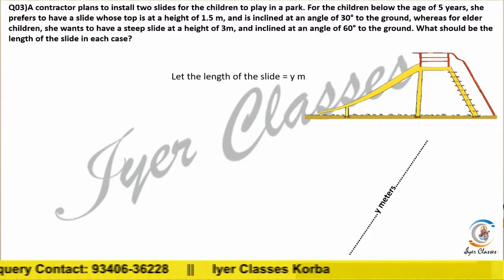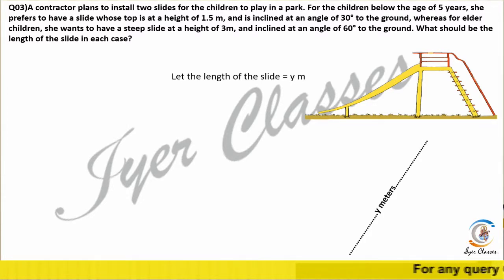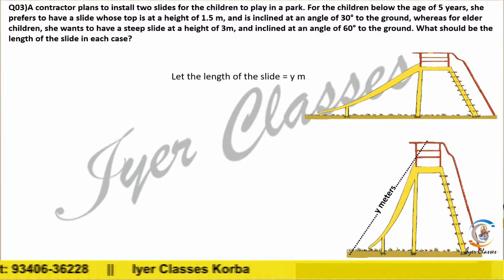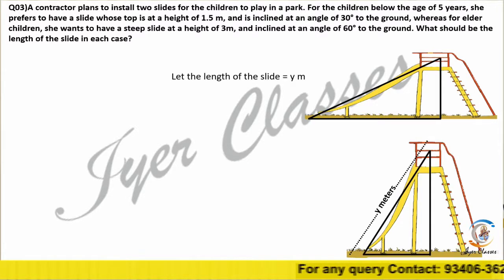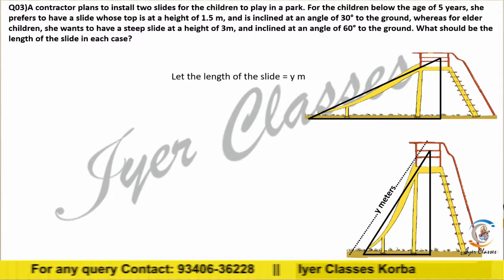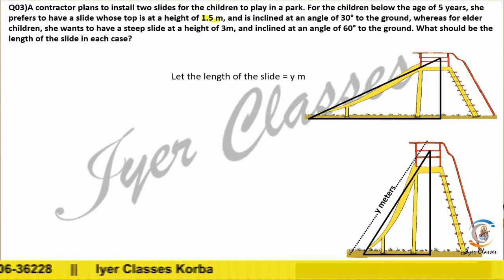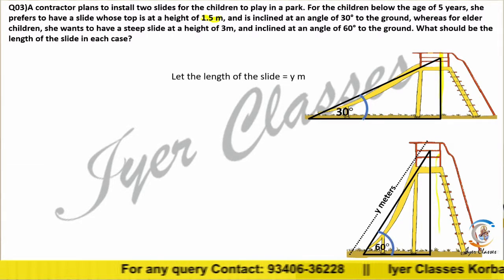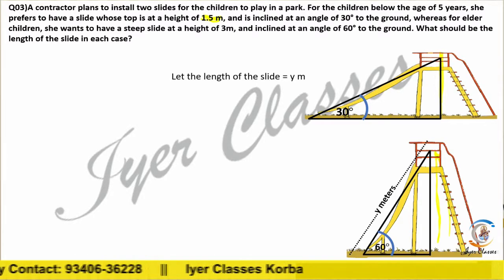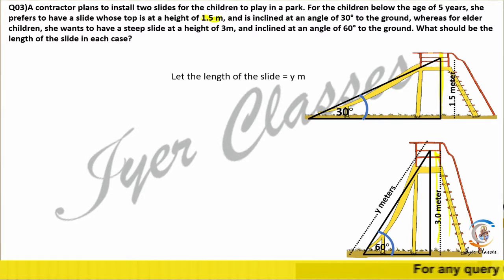To do this, let us have the figure of the slide and apply trigonometry to find the length of the slide. What do you see on the screen? Here is a slide for the kids. What is the height of the slide for the kids? You can see that it is given here. It is 1.5 meters, right? And what is the height of the slide for the elder children? You can see that it is equal to 3 meters, right? Now, let us go on solving each of these questions. So, let us do the solutions.